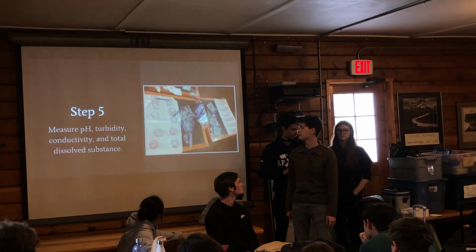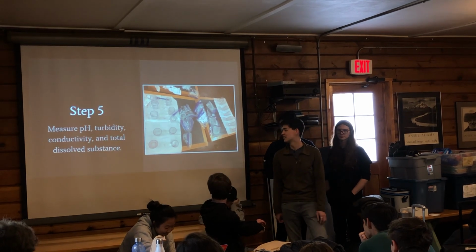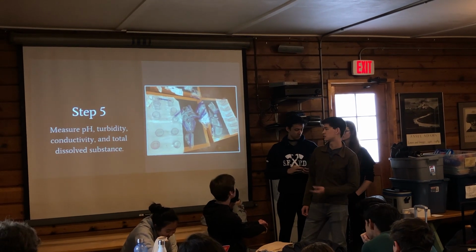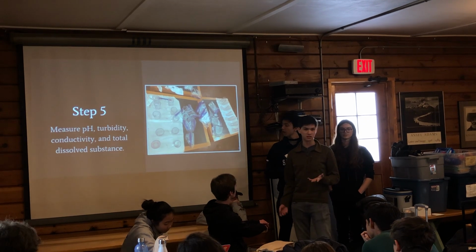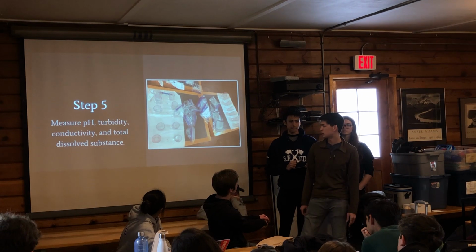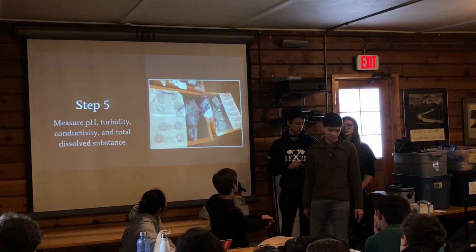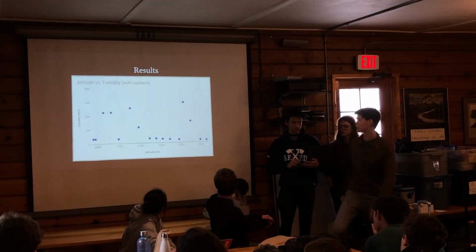And finally, we had step 5, which was to work with Vivian to measure pH, turbidity, conductivity, and total dissolved substances. As Shannon mentioned, our pH wasn't really conclusive because our meters were a little wonky, but we used a colorimeter to measure turbidity, and then we used an electrode sensor to find conductivity and total dissolved substances. And Vivian has some of the results.